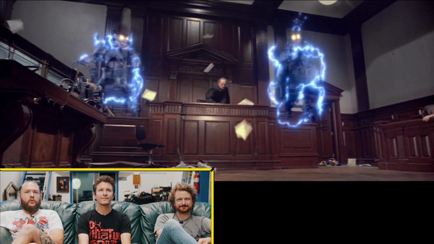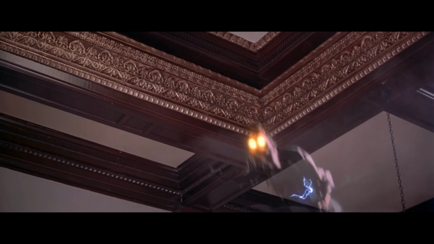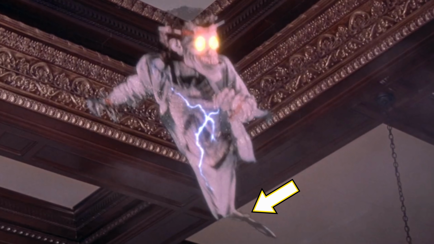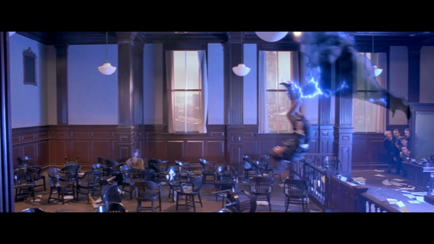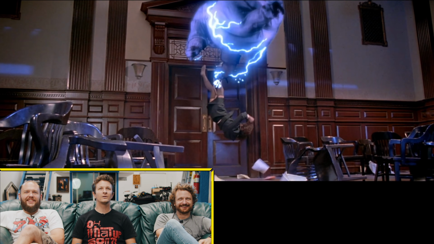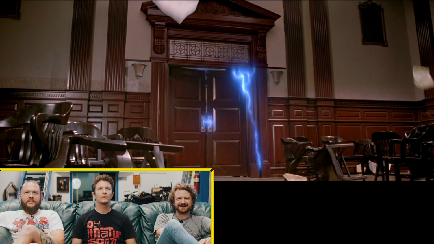The animation's really good on these ghosts. Whoa. I saw some like skew going on that ghost. Yeah. Whoa, wait, hold up. Yeah. She went through, okay, hold up. That was a really tricky shot, isn't it?